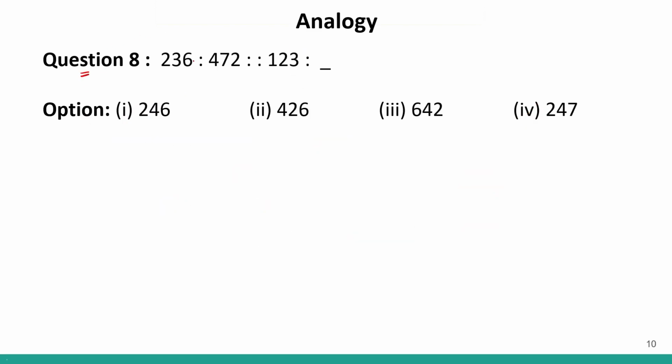Question number 8, we have 236 and 472, and we have to find the missing term in the second pair. So what is the relationship between 236 and 472? If I multiply 236 into 2, what will I get? 6 into 2, 12, 1 will be carried. 3 into 2, 6 plus 1, 7, and 2 into 2, 4. So basically, this is multiplication by 2, correct?